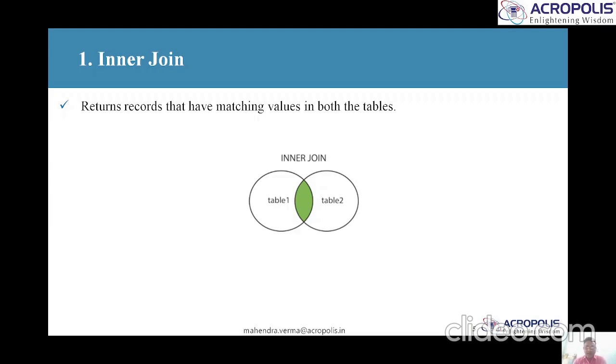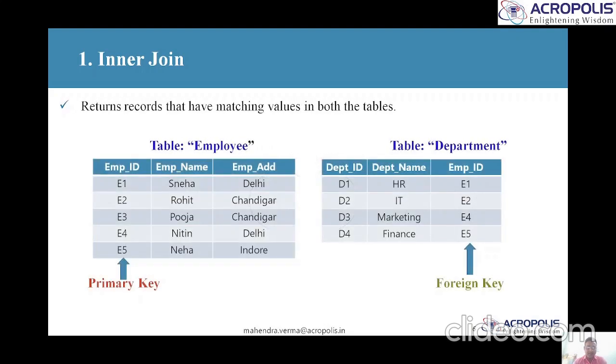Observe the diagram given over here. We have taken table 1 and table 2. So inner join will return the matching records only. Let us take the example.